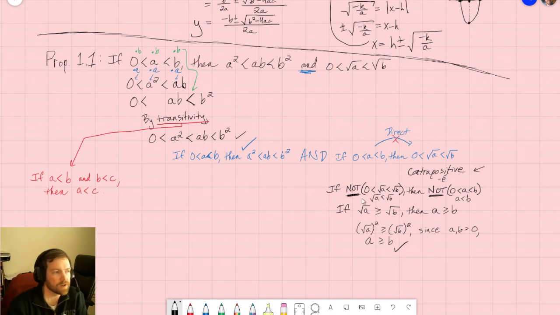So again, with the contrapositive, what we're going to do is take the statement, reverse the order, and also make them both negative. When we do that, we're able to work out a different statement, which is easier to prove.